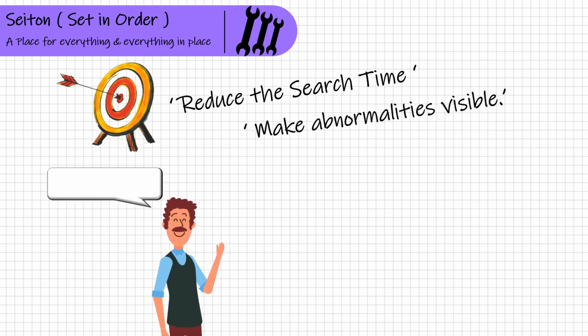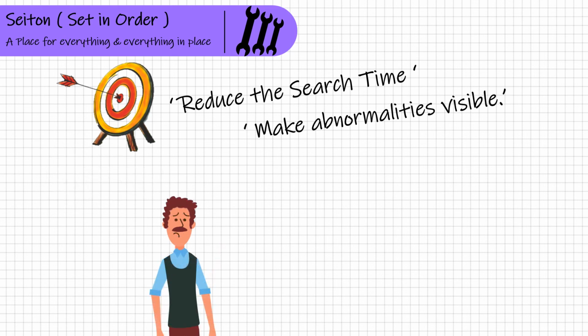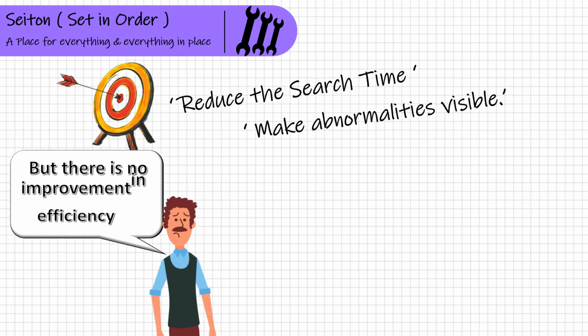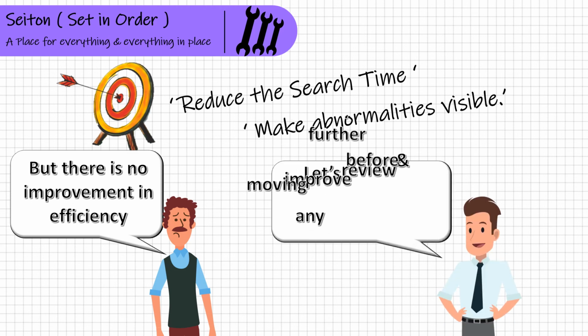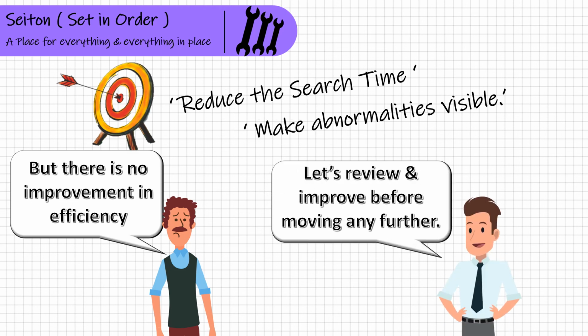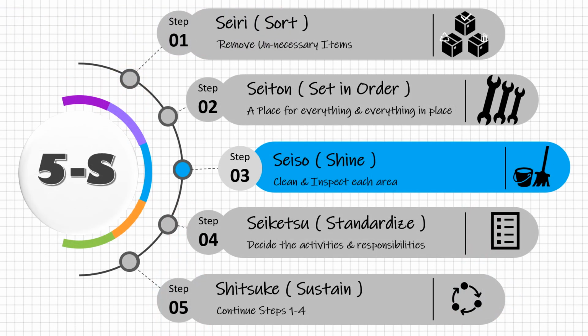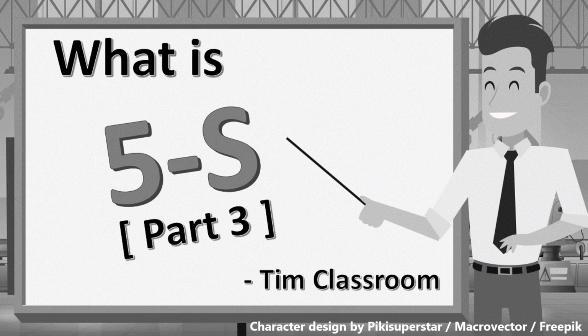So if after implementing 2S there is no impact on these two parameters, something is wrong. Relook into the system and improve so that the required intent can be achieved. Only then you should move to the next step, which is Seiso, shine. We will study about that in the next video.